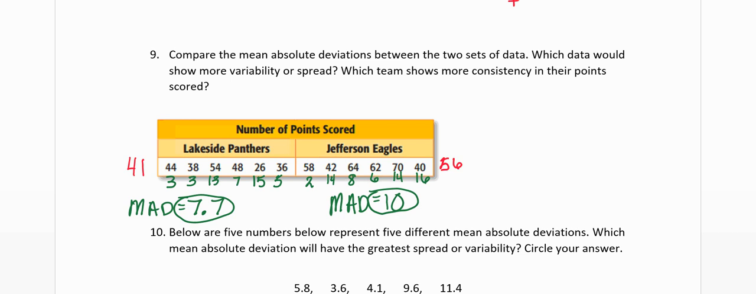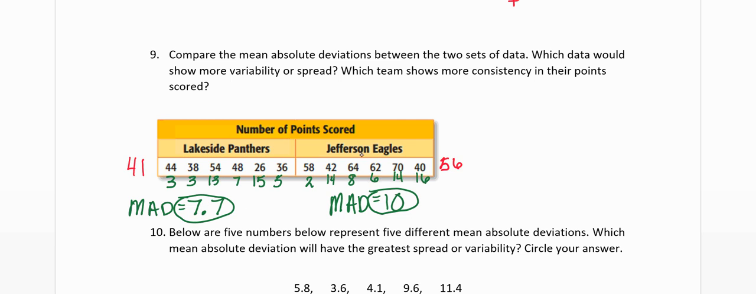Okay, so when I calculate the mean for Lakeside Panthers, I get 41. So I added all this up, divided by 1, 2, 3, 4, 5, 6, and I got 41. Then I found the distances each of those data points are from 41. I added these all up, and I divided by 6 again, and I got 7.7 for my mean absolute deviation.